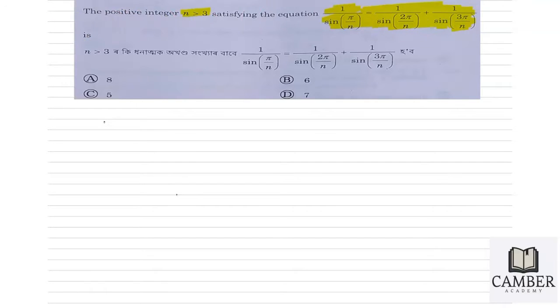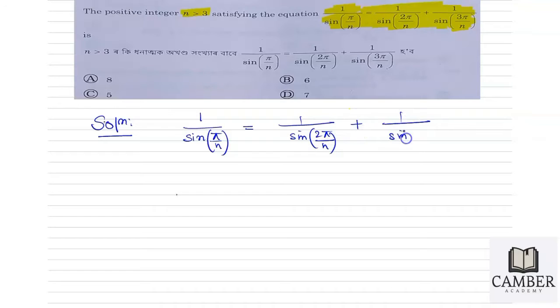Okay, now to solve this question, how to solve this? First of all, let us write the question. We have 1 by sine pi by n equal to 1 by sine 2 pi by n plus 1 by sine 3 pi by n. So first of all, let us take this term to the left hand side, for our simplicity. Now we'll get to know why we have done this.